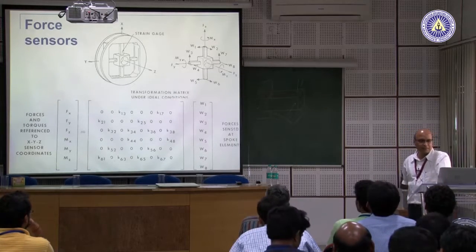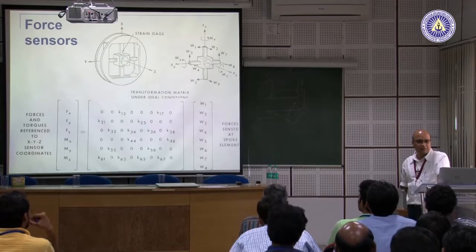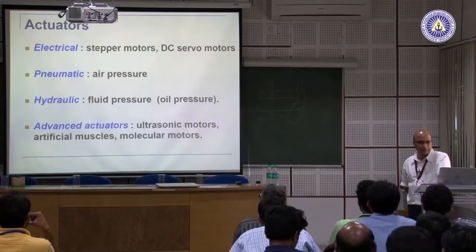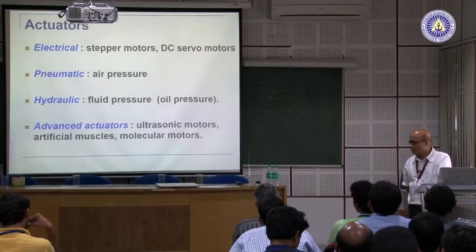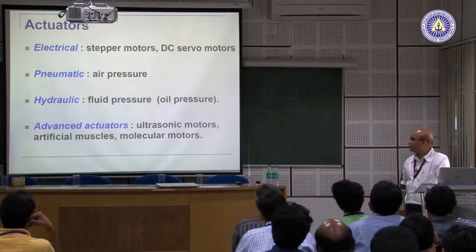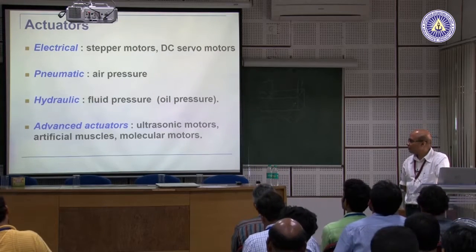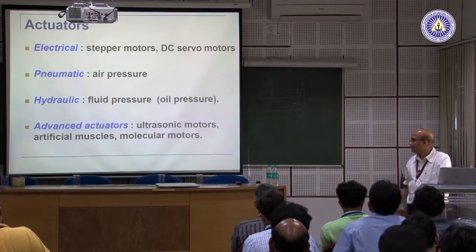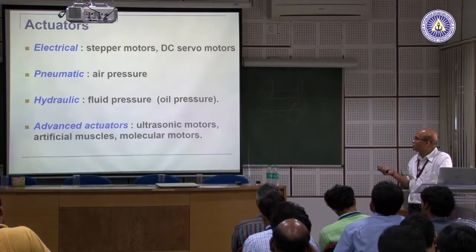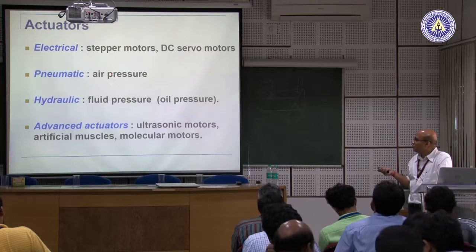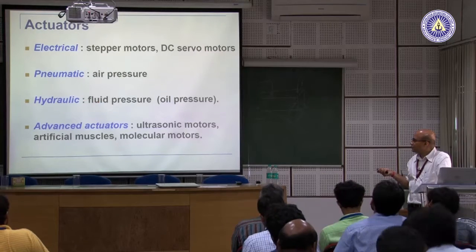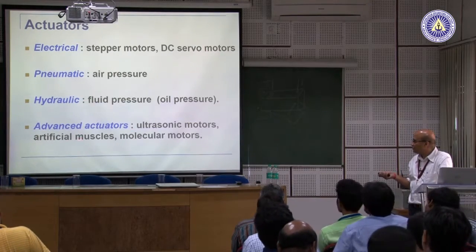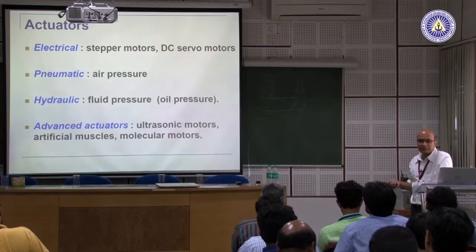Okay. So much for force sensors and the different kinds of sensors. Let us move on to actuators. Now, actuators are of electrical, pneumatic, hydraulic and advanced actuators. Okay, essentially. So, electrical actuators are stepper motors, DC servo motors, pneumatic are air pressures, hydraulic is fluid pressure, advanced actuators are ultrasonic motors, artificial muscles, molecular motors, etc., etc.